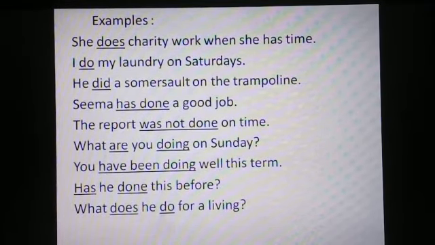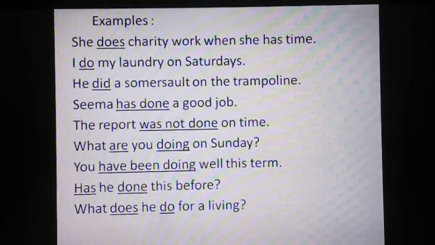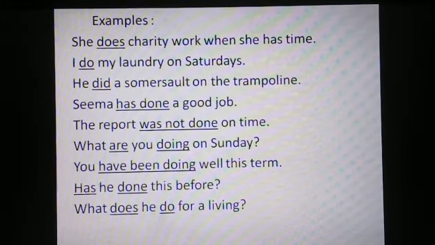What does he do for a living? Another question, an interrogative sentence. What is a WH word. Does is the first form of do, used here as helping verb. He is the subject. Do, first form of do, used as main verb. For a living is a prepositional phrase. So boys and girls, this is an example of do as helping verb and as main verb in the same sentence.